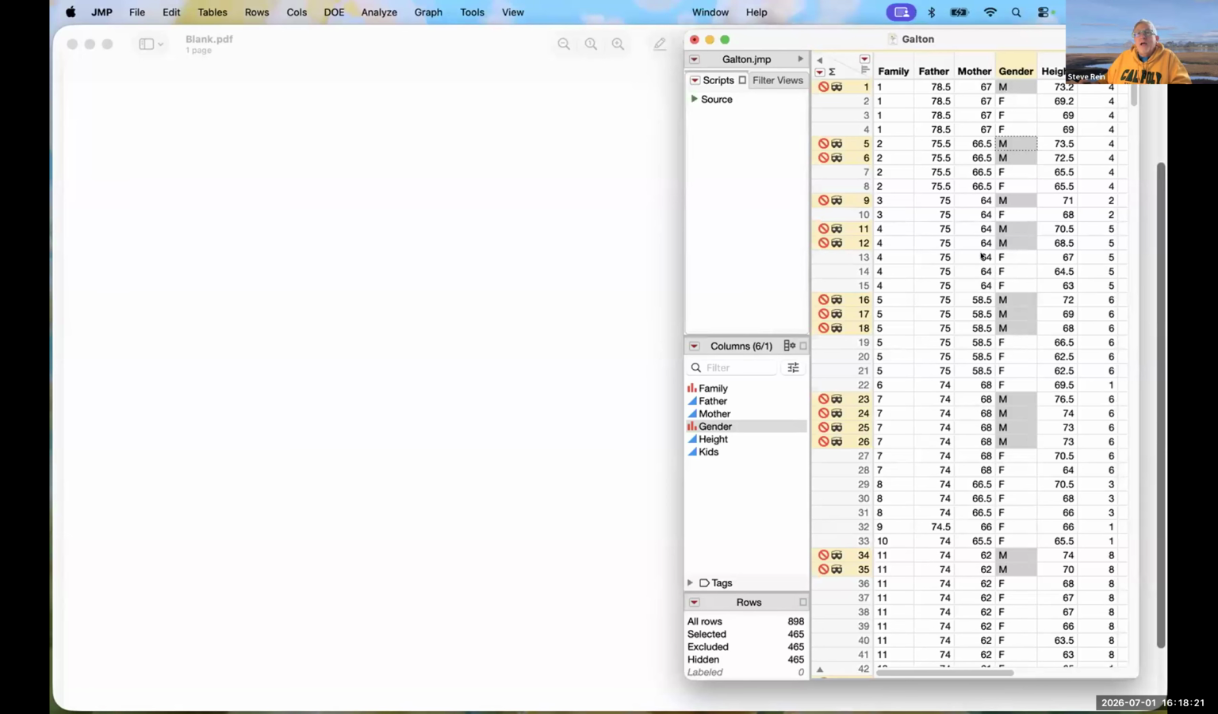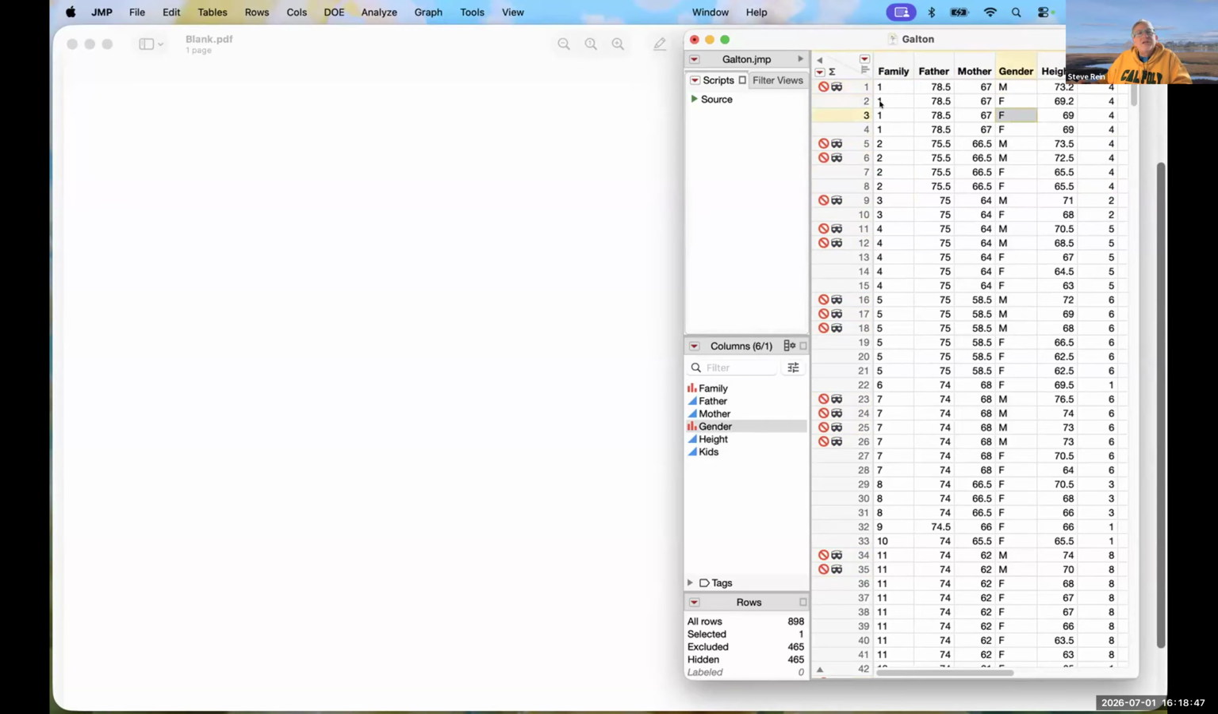But basically, he has got data for families: family one, family two, family three, family four. There's 4 kids in family one and 4 kids in family two. In family three, there's only 2 kids. And then we got the height of mom and dad. So dad here, mom right there next door, and the height of the kid right there. And gender is an M or an F tag.